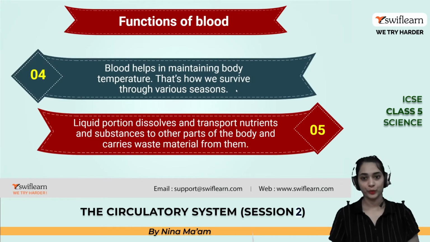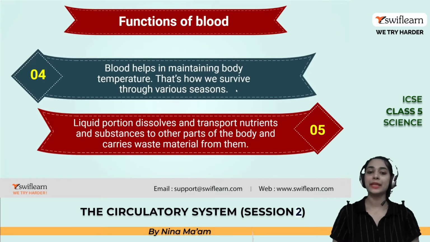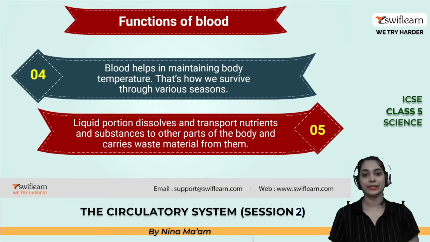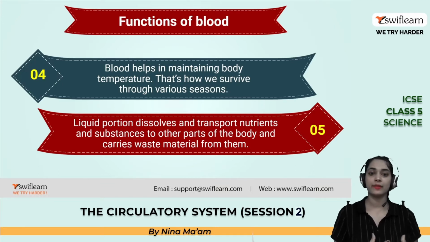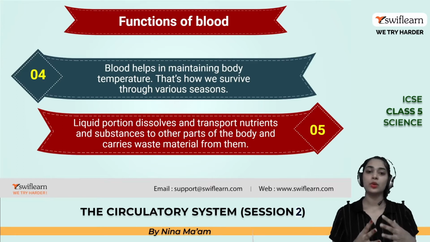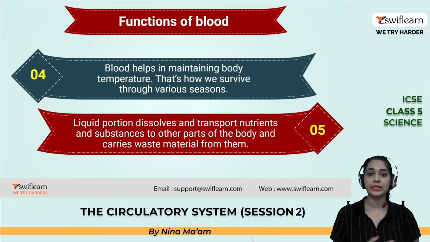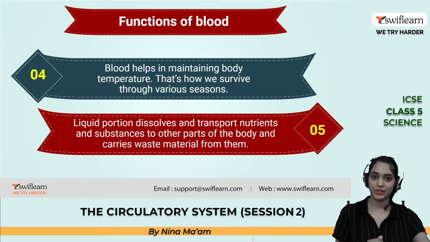Function number 4. The blood helps in maintaining body temperature. That is how we survive through various seasons. For example, the people living in Antarctica face a temperature level really different from Asia. So even though the people can survive in Antarctica, this is because of the blood, because the blood helps in maintaining body temperature.